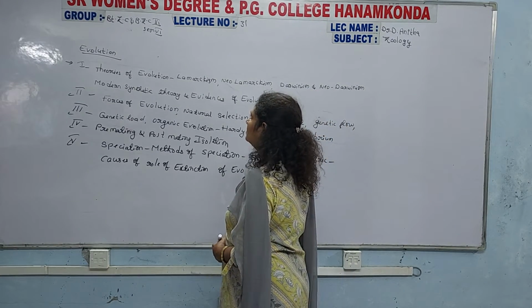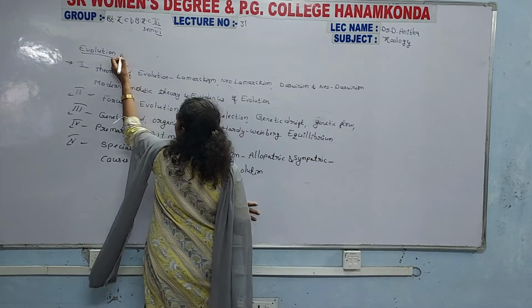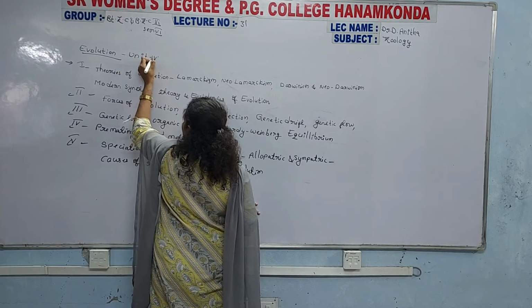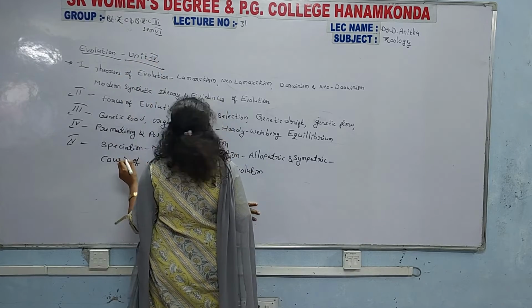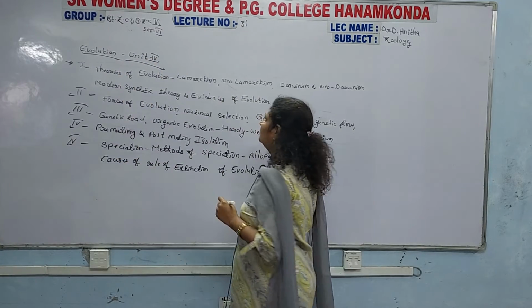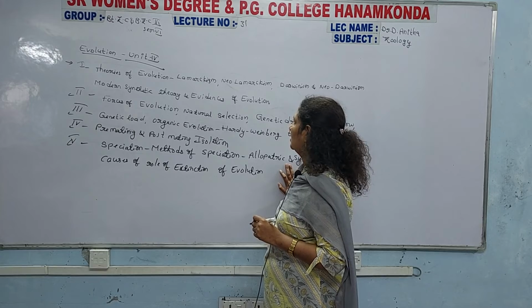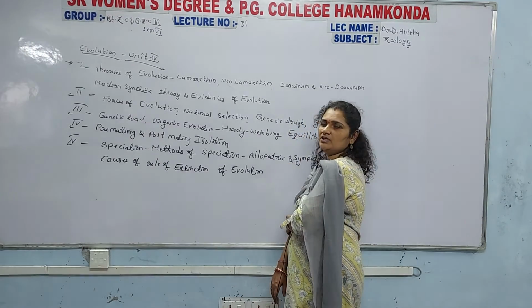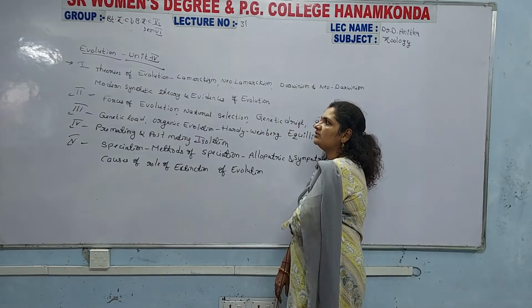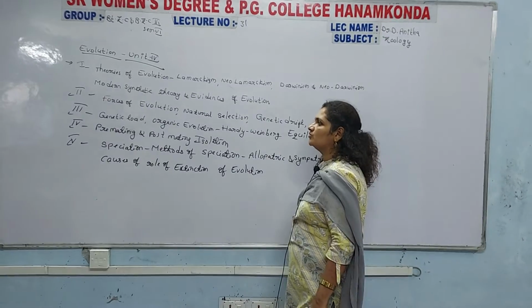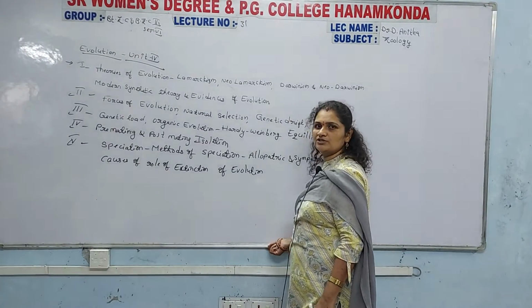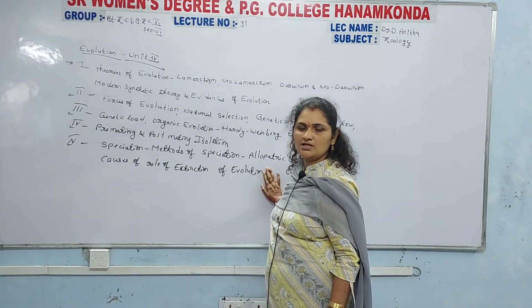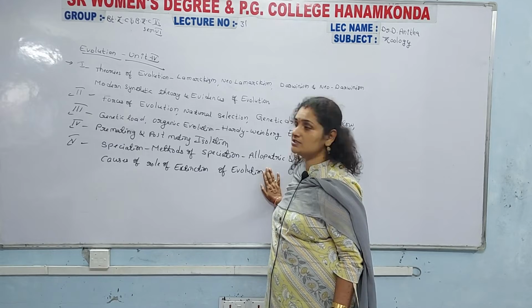So, it is the fourth unit. In this, the theories of evolution, Lamarckism, Neo-Lamarckism, Darwinism, Neo-Darwinism, so many important questions are there in this fourth unit. So, first you concentrate on this fourth unit.